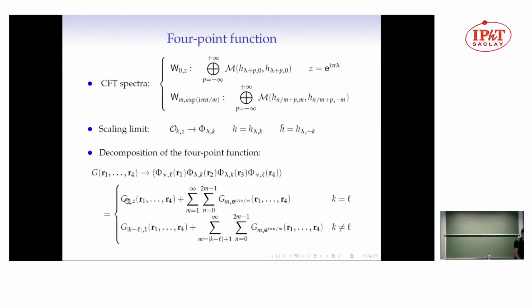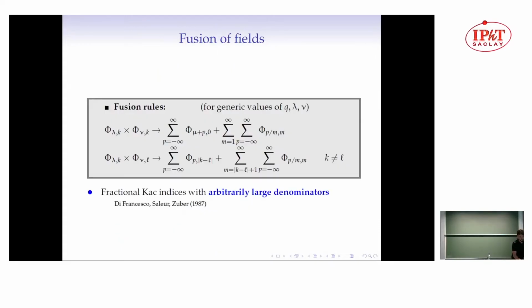And then, of course, this is a contribution along some standard module W0, Z, which itself decomposes as a direct sum of representations over the Virasoro algebra. So this one, again, will then become a sum. And then from this, we can read out directly the fusion rules, which are like this. Right? So this tells us the fusion of two fields. Again, it's different if the number of legs is the same or not the same.